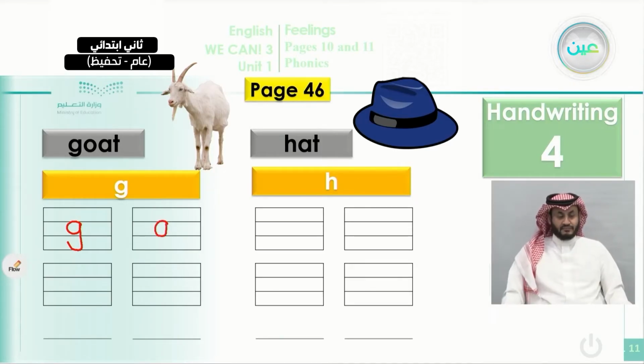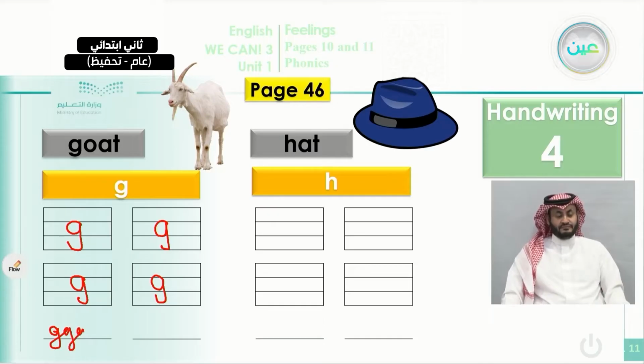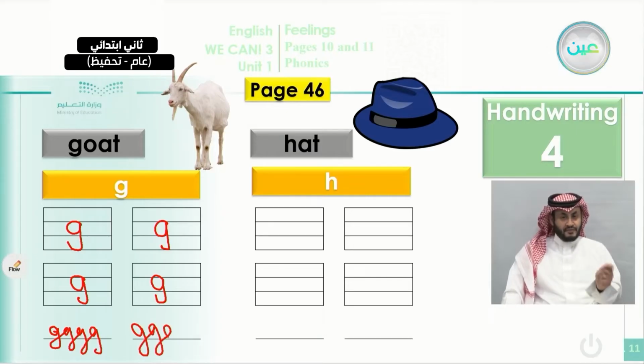Here we write another G. We write G also for the third time, and here we write G also. If you are interested to learn how to make it in cursive, it is very easy. You just put your hand on the letter itself and you don't remove it. This is how you write G. Okay, you write G like this.